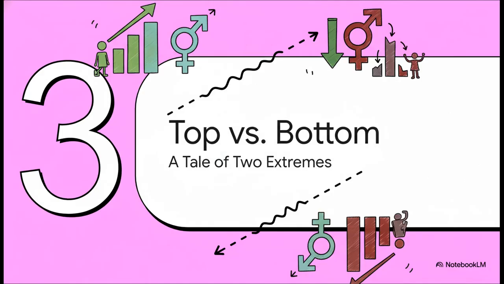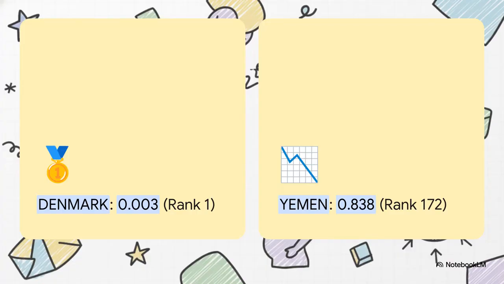The global average is one thing, but to really understand what's going on, you have to look at the extremes. To make this data feel real, let's put the countries at the very top and the very bottom of the list side by side. So on one end of the spectrum, you have Denmark. They're ranked number 1 with a GII score of 0.003. I mean, that's about as close to perfect equality as you can get. And then on the complete opposite end, you have Yemen, ranked 172nd with a score of 0.838. The gap between those 2 numbers is just immense.